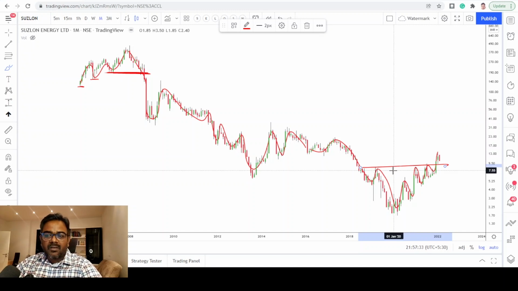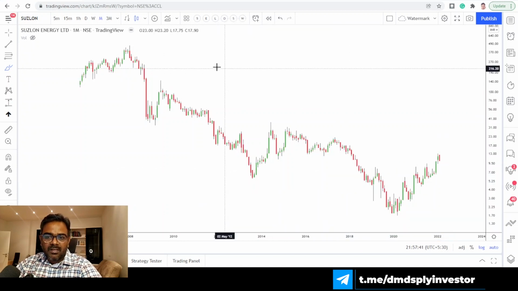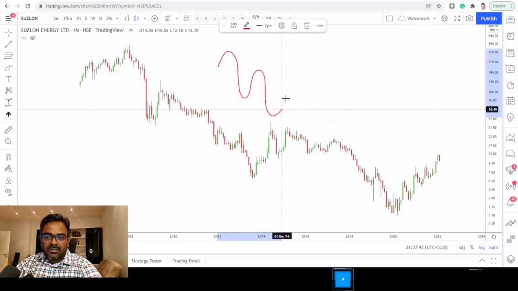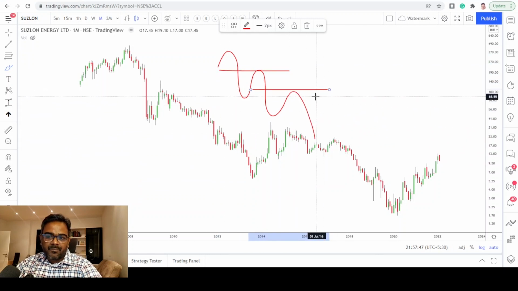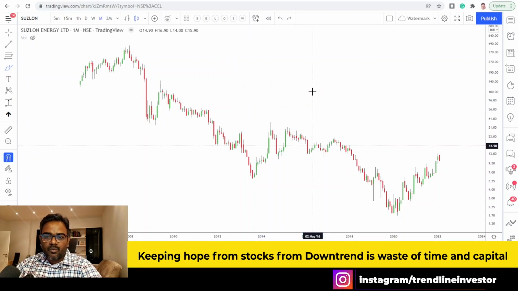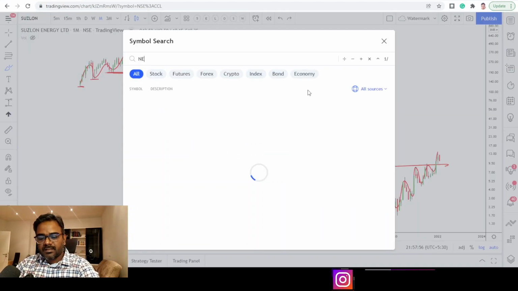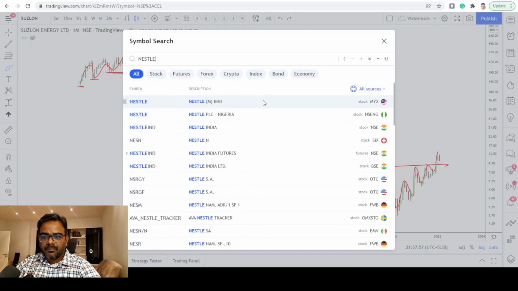So for me, right now, Suzlon is breaking out from a long-term downtrend and heading into a probably long-term uptrend from here. Now, how fast that will be, no one knows, right? But what you want to know is you do not want to be holding stocks which are in this kind of a trend, and it's just a waste of time and waste of opportunity cost. You can find and move on to other stocks, right? So there's another stock which I want to talk about, which is Nestle.